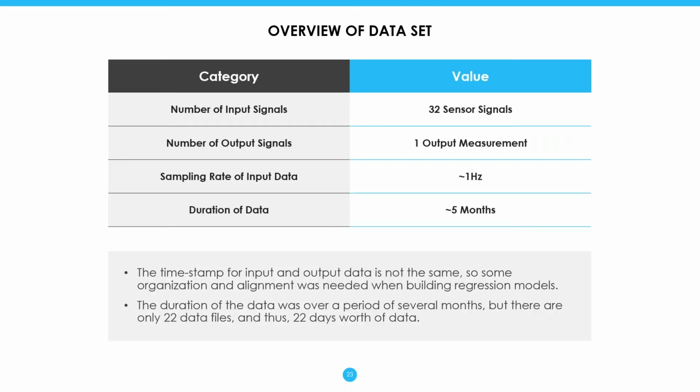In terms of the data set itself, there were 32 different signals collected that were considered for this application. For this case study, we looked at one key output measurement, which was the metrology figure. The sampling rate was around 1 Hertz for the data collection, and the project was approximately 5 months long.